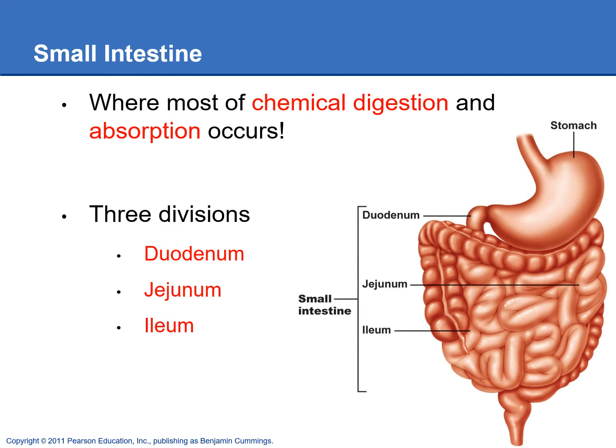The small intestine is really important. This is where most of the chemical digestion and absorption occurs, so I would star that. That's really important to know. There's 3 divisions to the small intestine. It starts right after the stomach with the duodenum, and then it moves into the jejunum and then the ileum. The reason it got the name small intestine, it's talking about it has a smaller diameter than the large intestine does.